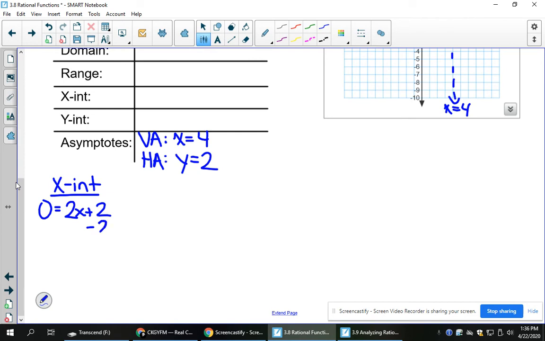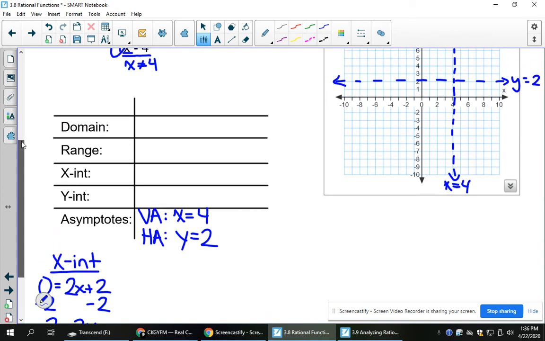I'm going to proceed with algebra and get an x-intercept at -1. Go to your graph and put a point at an x value of -1 on the axis.